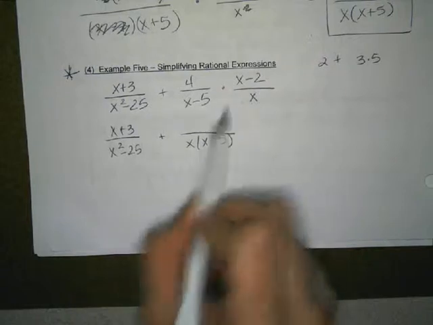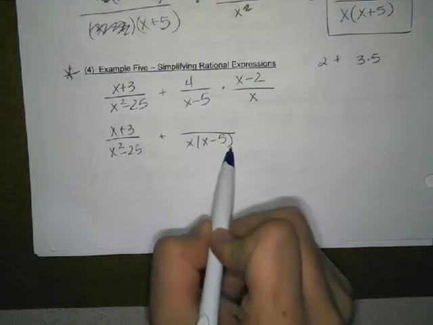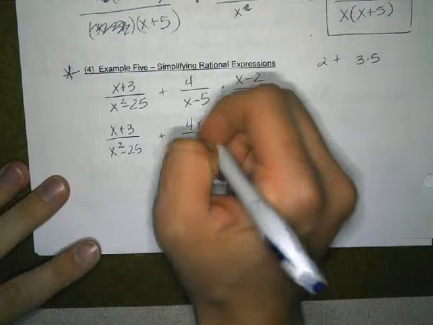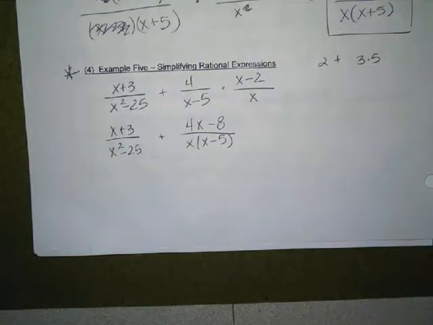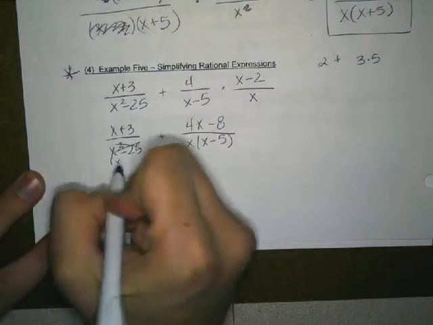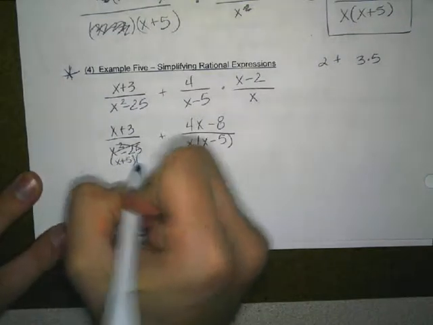Still show the multiplication, so x times x minus 5. But on the top here, I'm going to go ahead and distribute. So 4x minus 8. Okay, and now that we're adding, what do I have to do with this denominator? To factor, and that is a difference of squares. So if I factor that, I'd get x plus 5 times x minus 5.